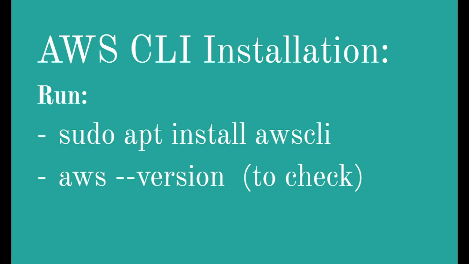Here we're going to see AWS CLI installation and configuration, kubectl and EKS installation, and we're going to create our AWS EKS cluster. So let's start with the AWS CLI installation.